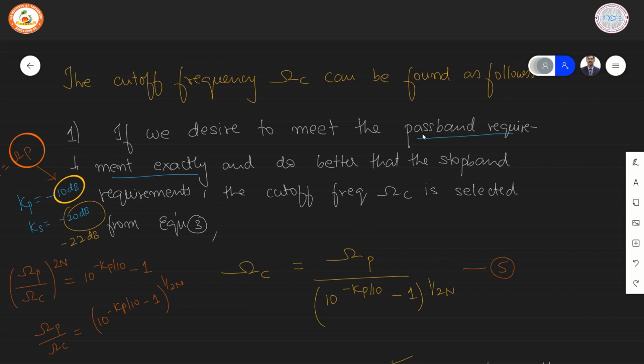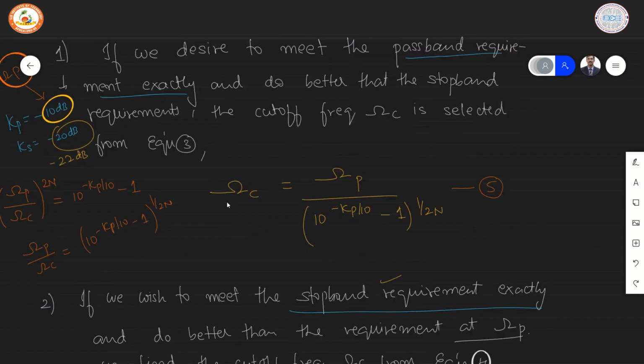Now what do you mean by meeting the passband requirement exactly? So suppose in the problem statement kp value is equal to minus 10 dB, we should get an exact value equal to minus 10 dB. And what do you mean by bettering the stop band requirement? Suppose the problem states minus 20 dB, you can get a value which is minus 22, minus 24. It means the larger the attenuation in the stop band, the better it is for us in terms of the response. I hope this statement is clear.